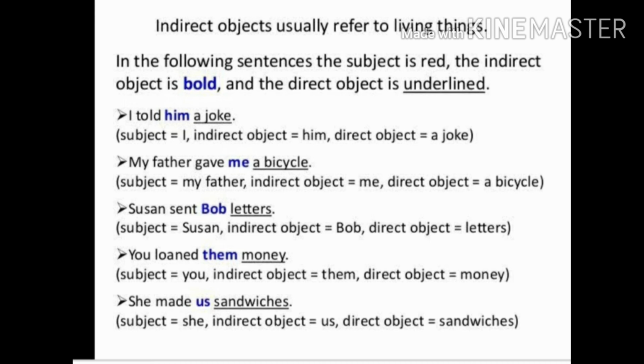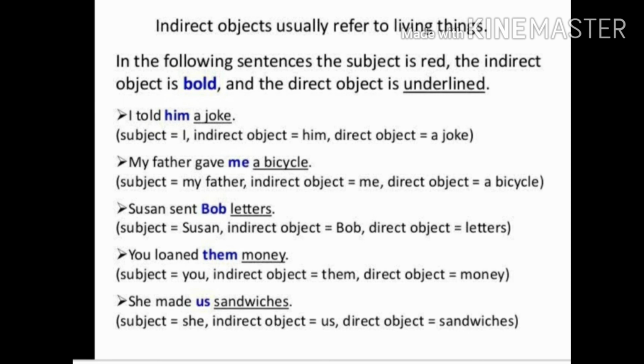Susan sent Bob letters. Whom did Susan send letters? Bob. It is the indirect object. And what did Susan send? Letters. Now it is the direct object. You loaned them money. What did you loan them? Money. Then it is the direct object. Whom did you loan money? Them.